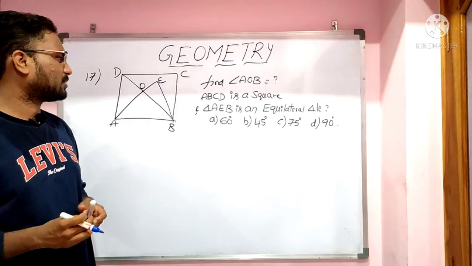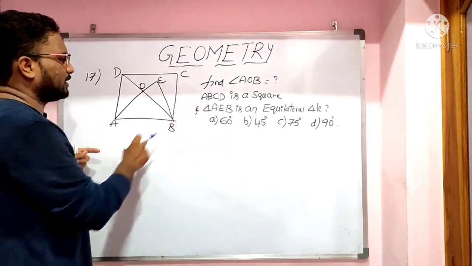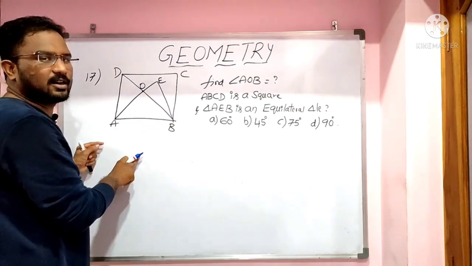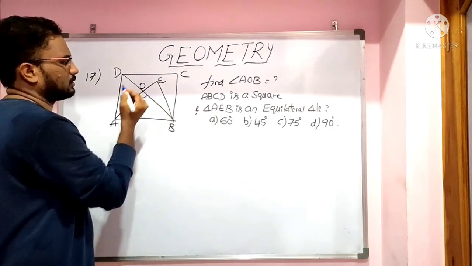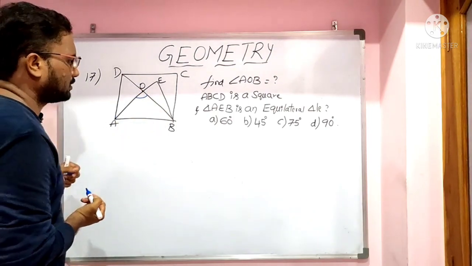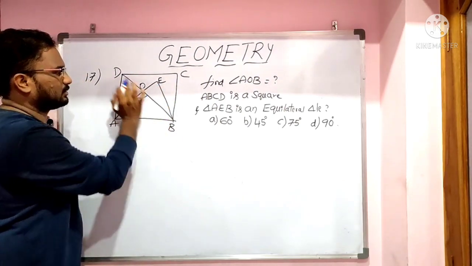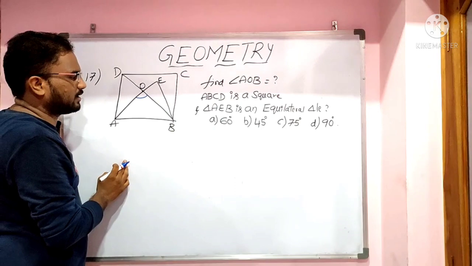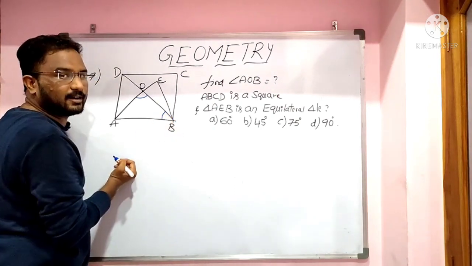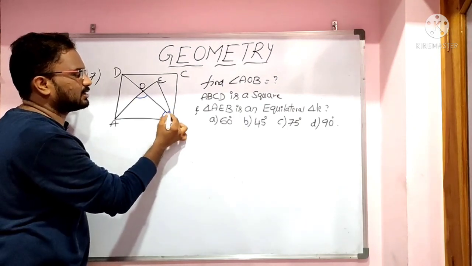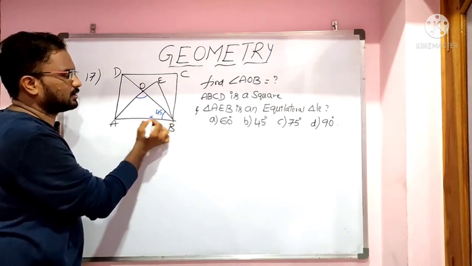So last problem. Here he is given a figure: ABCD is a square and AEB is an equilateral triangle. We need to find angle AOB. So this is a square, then this will be the diagonal. BD is the diagonal. In a square, the diagonal bisects the vertex angle. So total angle is 90 degrees, so this will be 45 degrees.